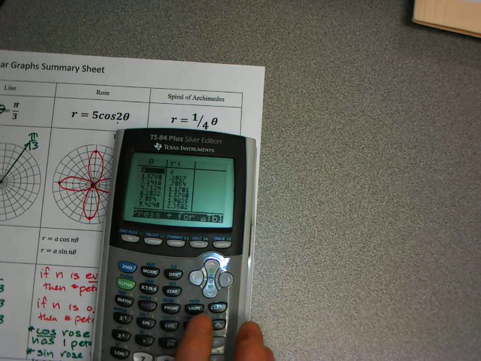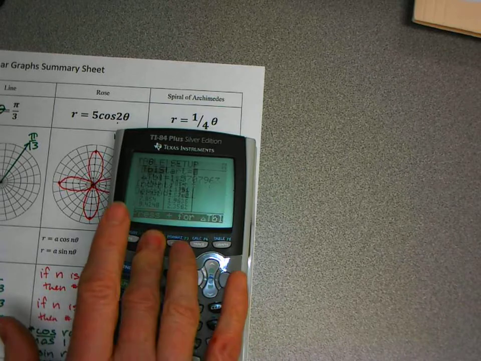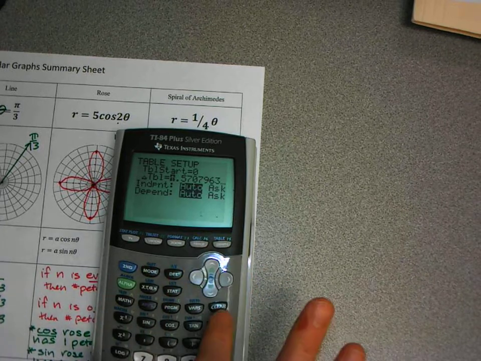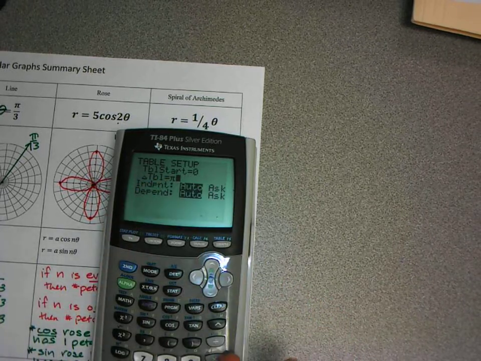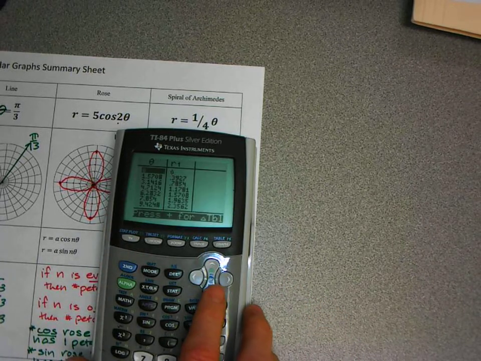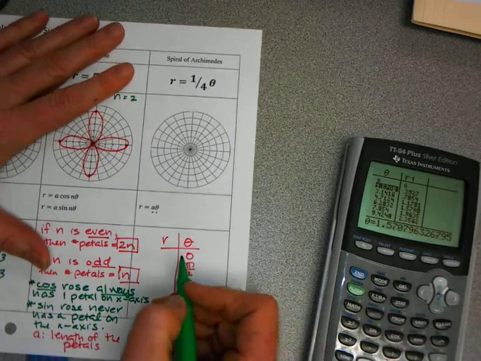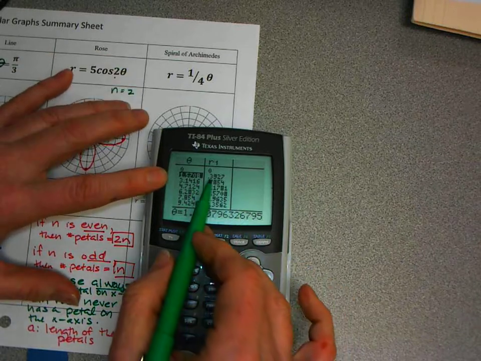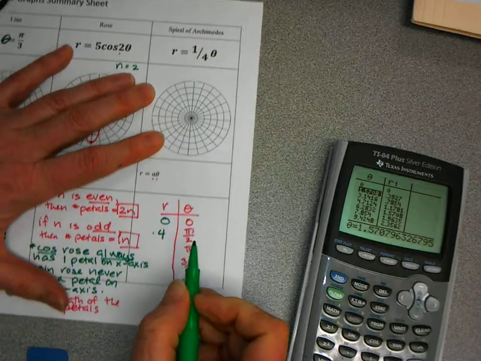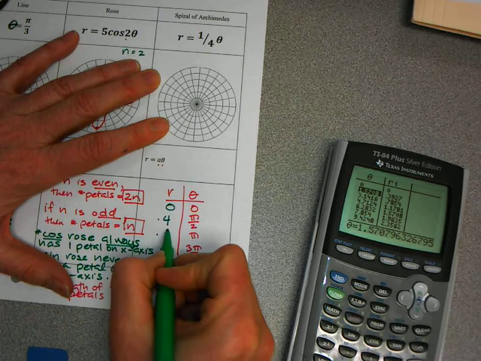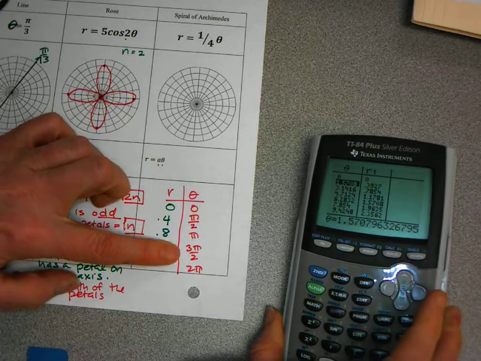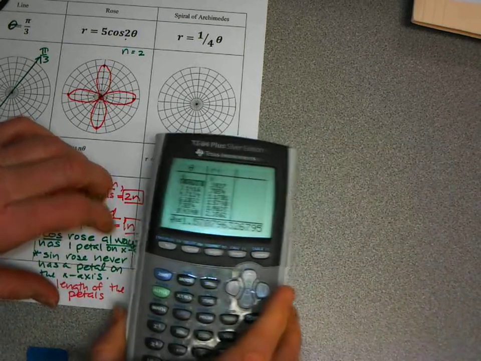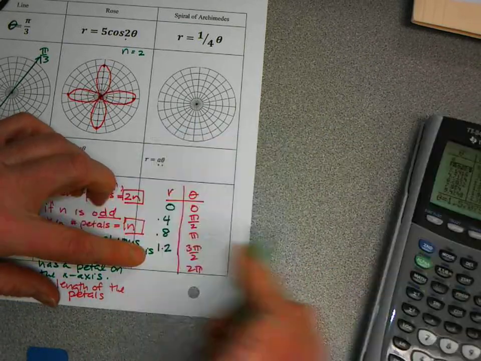Second table. Let's plug in the values. Well, let's check the table set. Make sure we set the table to increment by pi over 2. We'll put pi over 2 in here as the table scale. Second table. All right, here we go. Theta is 0, r is 0. If theta is pi over 2, then r is 0.4. If theta is pi, r is 0.8. If theta is 4.7 or 3 pi over 2, r is 1.2. And if theta is 2 pi, r is 1.6.